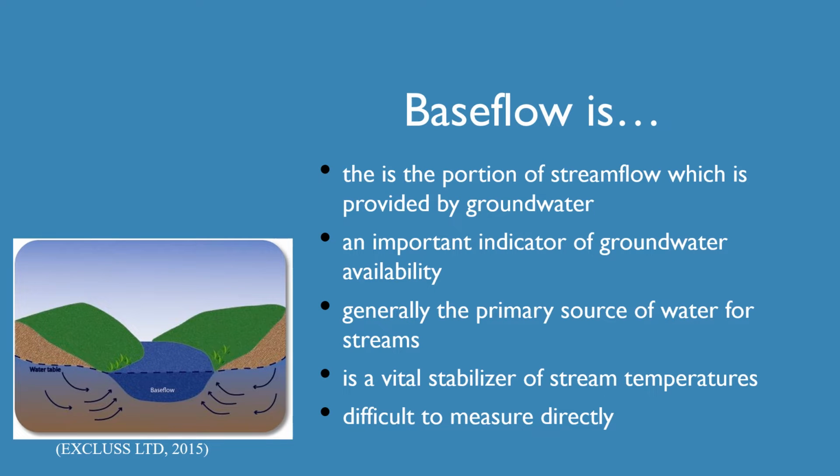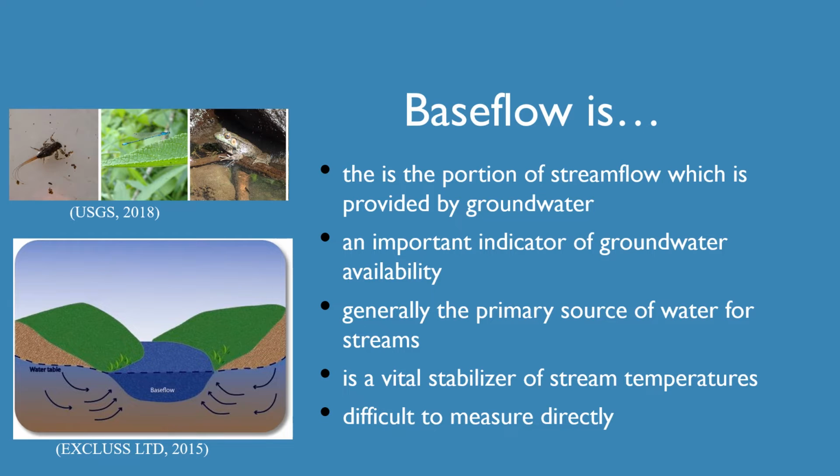First, I'll briefly define baseflow. Baseflow is the portion of streamflow which is provided by groundwater. It's an important indicator of groundwater availability and generally is the primary source of water for streams, especially in times of drought. It's a vital stabilizer of stream temperatures and supports ecological habitats. And it's difficult to measure directly.